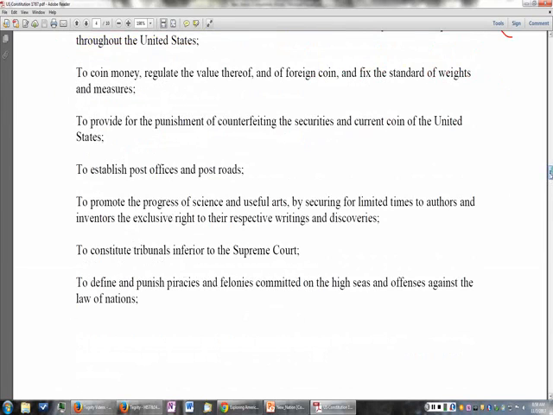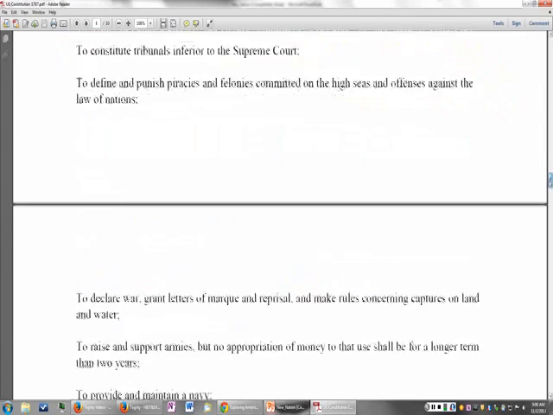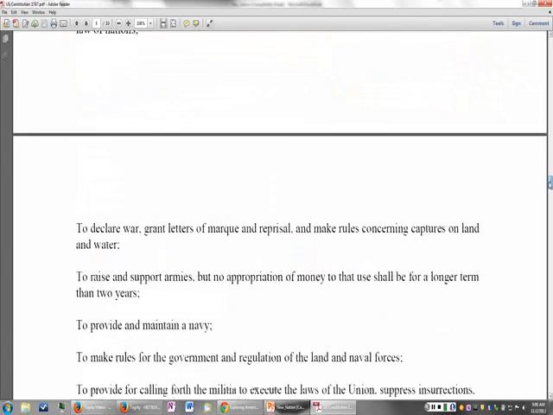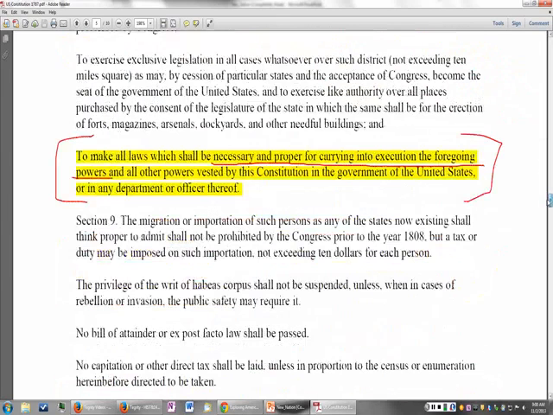What Hamilton would say is, well, we can regulate commerce, we can coin money, we can do all these things which are necessary, and the bank can help us do those things. And so we should be able to do that. Hamilton looks at this clause, the necessary and proper clause.